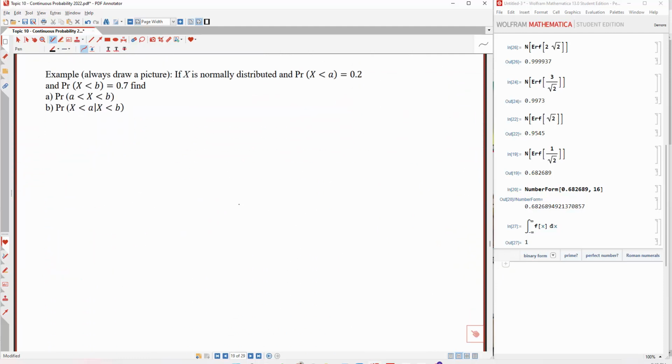Alright, so these are good questions to kind of test your understanding here. So always draw a picture, okay? And I'll show you what I mean by picture because it can be pretty dodgy. If X is normally distributed, okay, so that's important to know, and the probability that a random variable is less than a particular number, A, is 0.2, and the probability that a random variable is below another number, B, is 0.7, we want to find out what the chances are of it falling between A and B, and less than A, given that I know it's less than B.